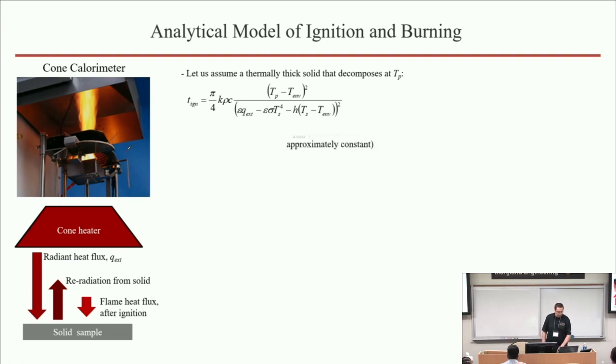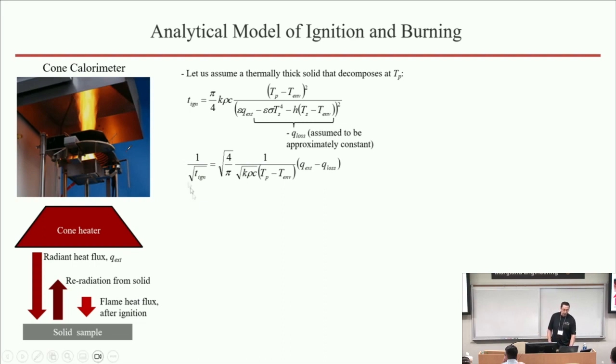If you do, however, make an approximation that these losses in total can be approximated by some constant, taken at a temperature somewhere between the initial temperature of the material and Tp, then you can rearrange this equation, also making the assumption that the emissivity of the surface can be approximated as unity. Then you can rearrange this expression into this simple, wonderful arrangement where you can see that 1 over the square root of the time to ignition is related to the external heat flux in a linear fashion.